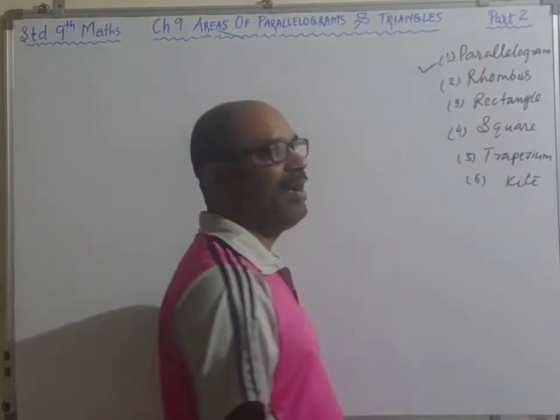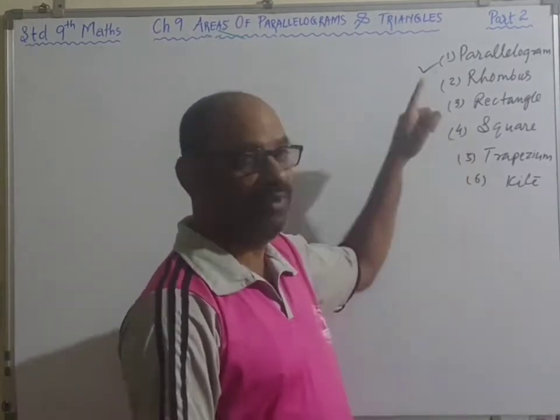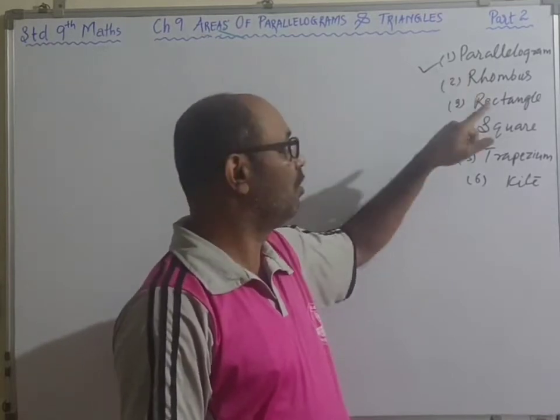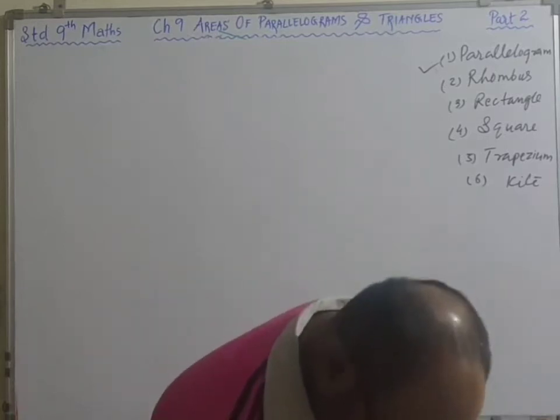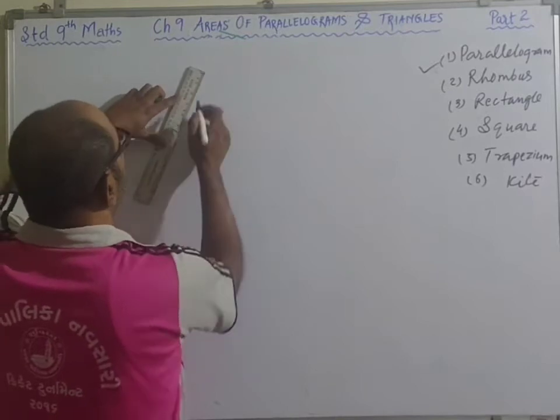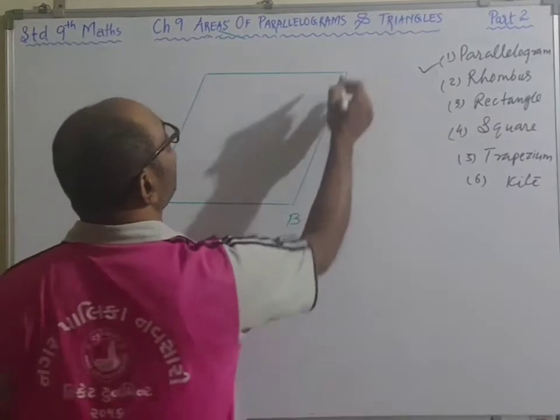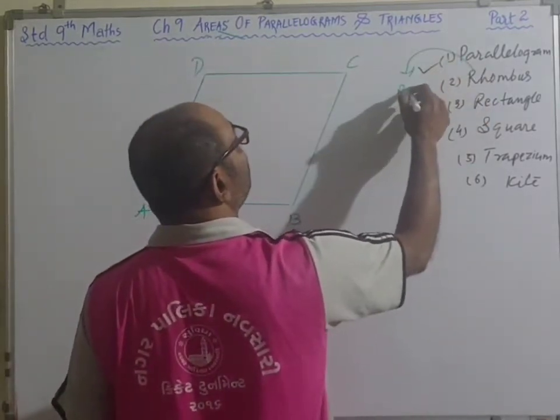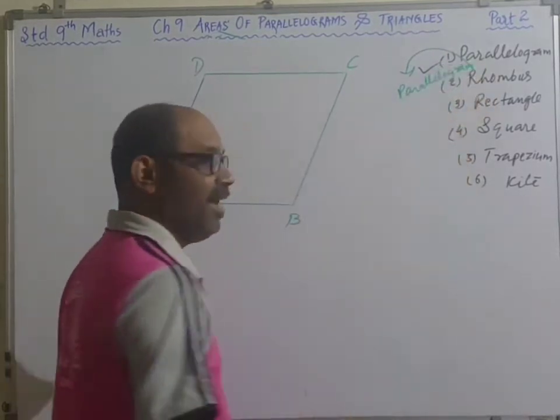We learned how to find the area of a parallelogram, or we derived the formula to find the area of a parallelogram. Now we shall see rhombus. Let's see, children. Yes, all sides are equal. A rhombus is also a parallelogram. So you can call a rhombus a parallelogram too.